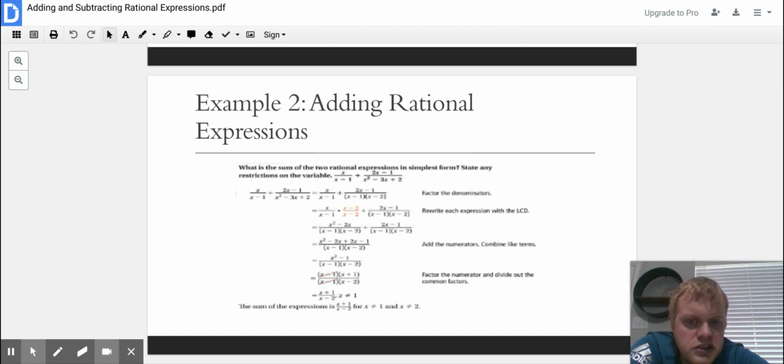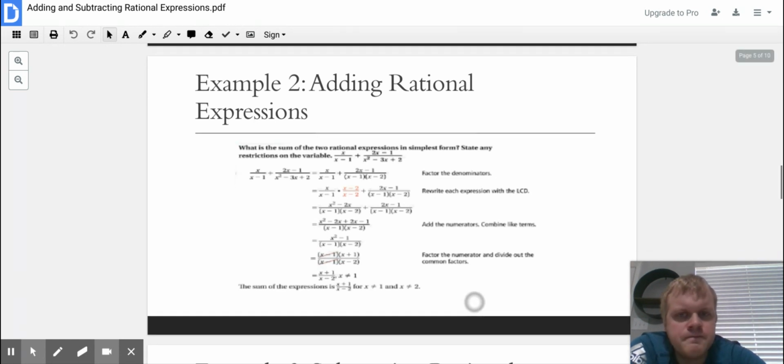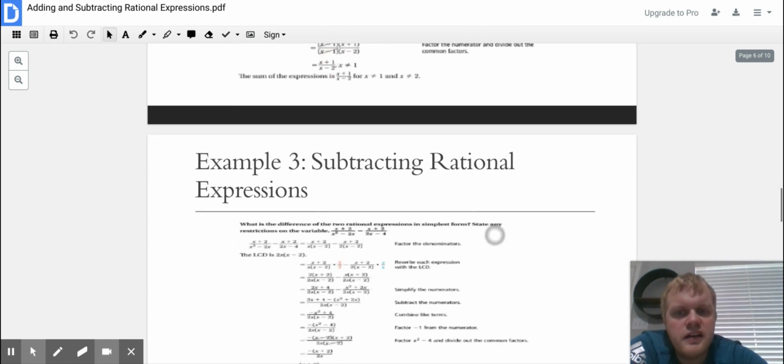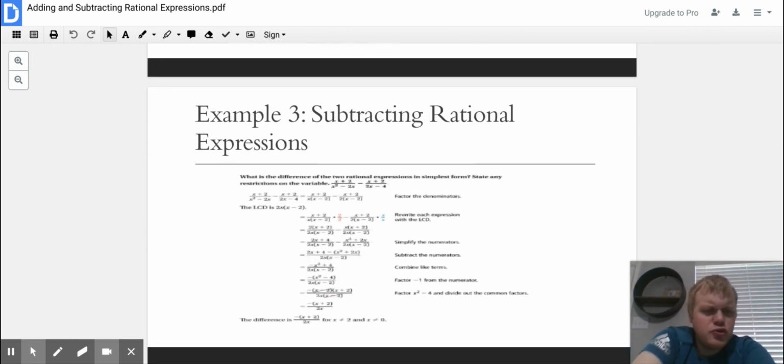So there are your restrictions. And that part right there is our simplified form. Okay, and example 3, subtracting rational expressions.